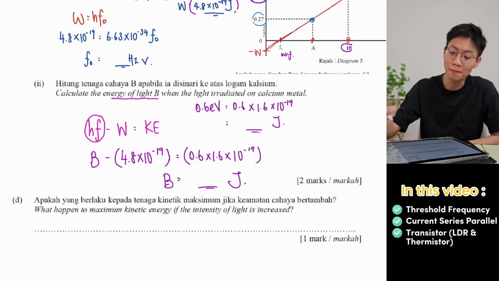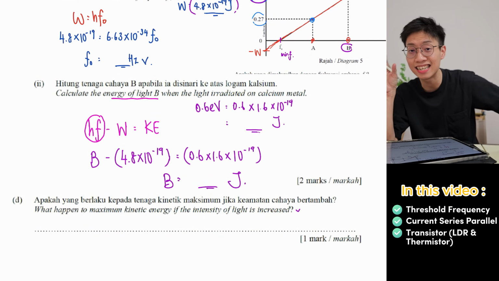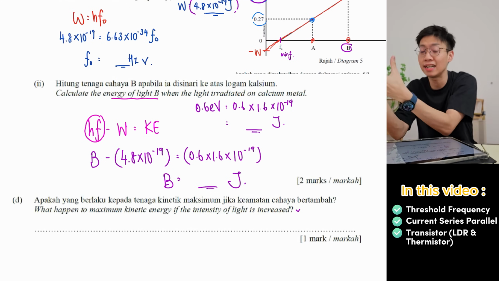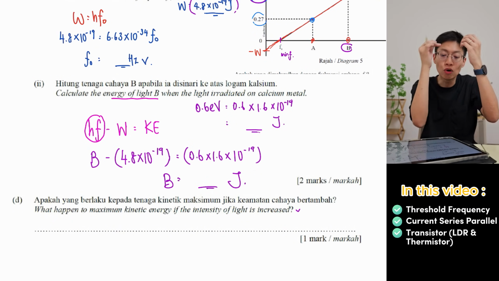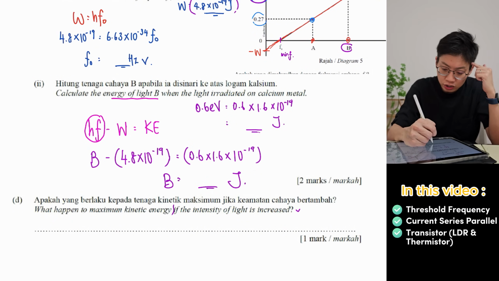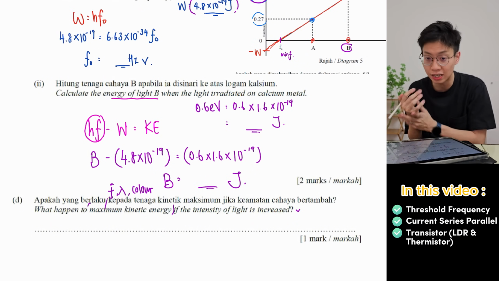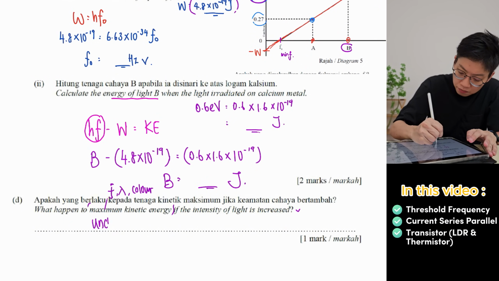What happens to the maximum kinetic energy if the intensity of light is increased? Just now, what did we say? Will the number of light, the brightness, affect your kinetic energy? No, because your kinetic energy is only affected by your frequency, your energy, your wavelength, and your color. Frequency, wavelength, energy, color. So therefore the answer will be, it will be unaffected.